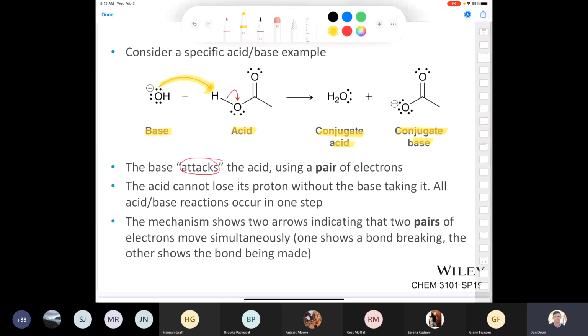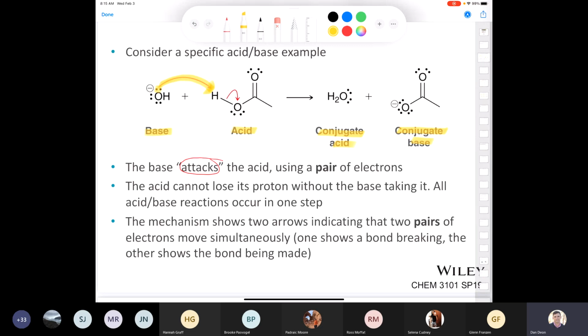It's attacking, and it's attacking the acid using the pair of electrons. The acid cannot lose its proton without a base taking it. Something you might not have thought about before, going all the way back to your general chemistry, is that there are no exceptions to this rule. An acid cannot give up a proton unless there's a base to accept it. It doesn't happen, right? So the acid cannot lose its proton without a base accepting it.